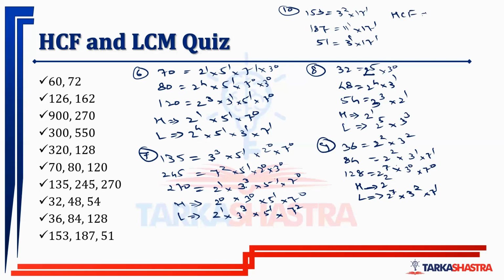If we consider HCF, the lowest power of 3 is 3 raised to 0, the lowest power of 11 is 11 raised to 0. We have 17 in all, so 17 raised to 1 is the HCF. LCM will be the highest power of 3, 3 square, the highest power of 11, 11 raised to 1, and the highest power of 17, 17 raised to 1. This is the LCM of 153, 187, and 51.